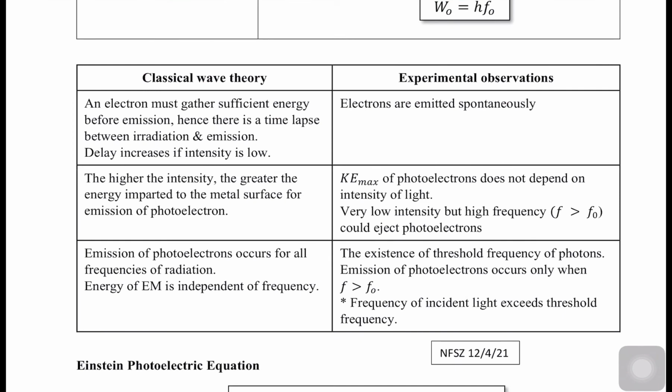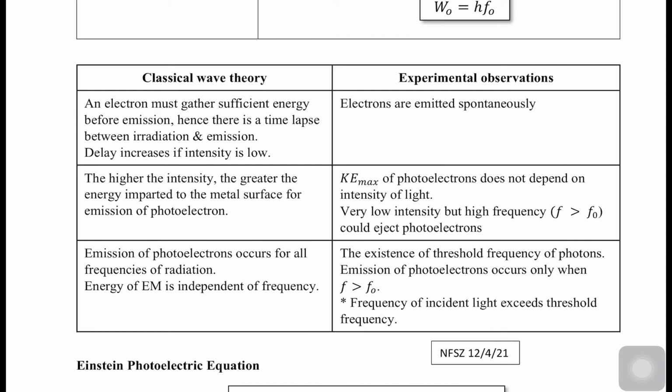So, before we do the experiment, there's some expectation on what are the things that we're going to observe from the experiment. So, the expectation for the experiment is based on the classical wave theory. Okay, so here we have classical wave theory. Then, kita ada experimental observation. Kalau classical wave theory ni, first of all, we're going to talk about time. So, dia kata, electron must get sufficient energy before emission. Hence, there is a time lapse between irradiation and emission.